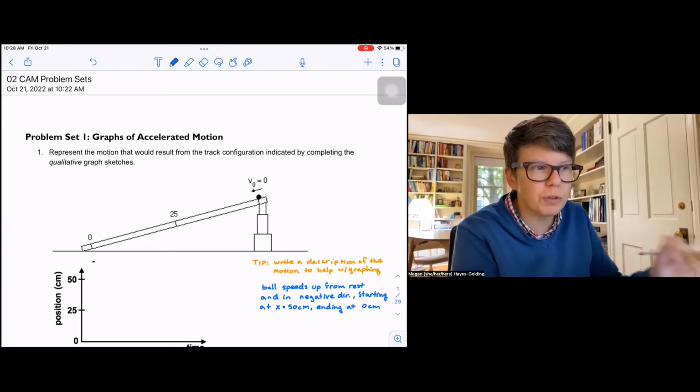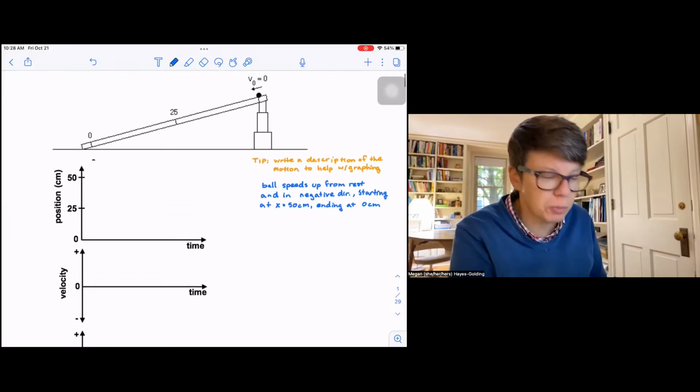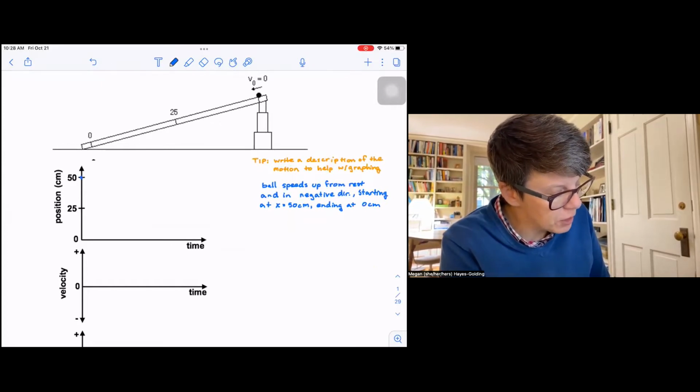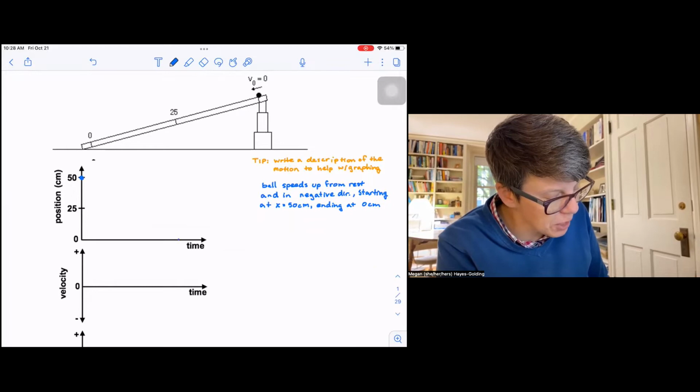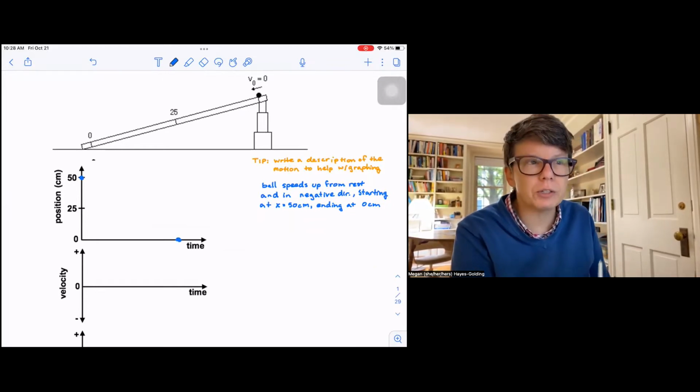Okay, so we're headed in the negative direction. Our initial velocity is 0 because that was given to us. Our initial position is 50 centimeters. Here's how I would do the position graph. Start at a position of 50, and sometime later at a position of 0. How do you connect those dots?